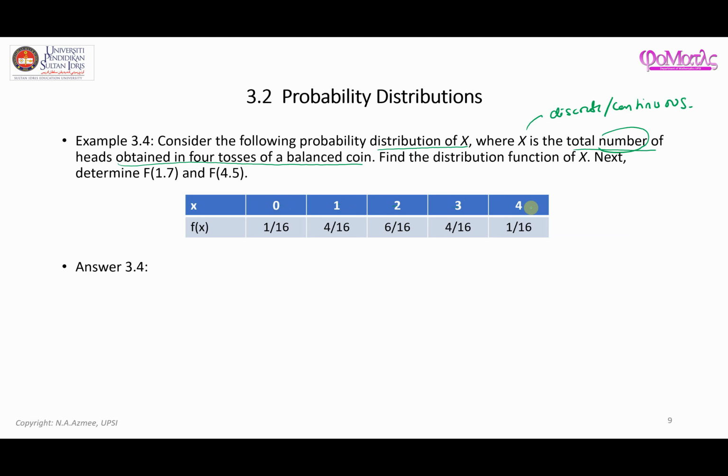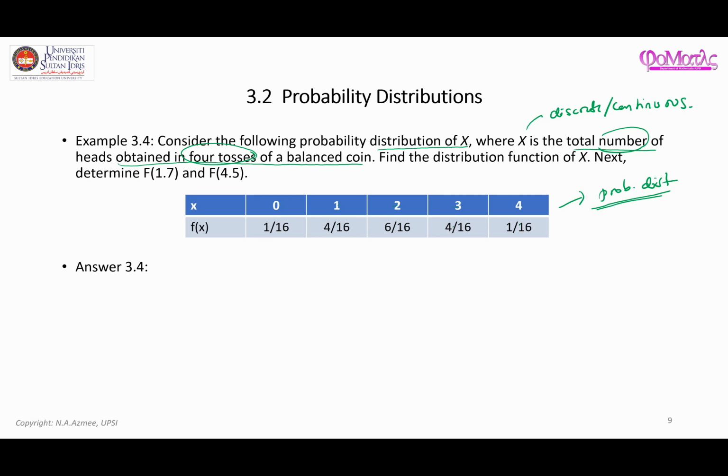And you can get all heads. Okay, so we stop at 4 because you only do it 4 times. And these are the probability values for each x, so this table is an example of a probability distribution expressed in terms of a table.